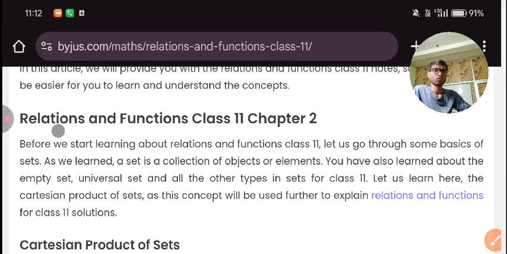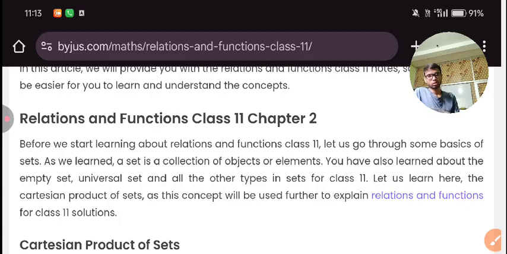In relations and functions, first of all we need to understand what the Cartesian product of sets is. Then we will be able to understand what a relation is. If we are clear about the relation, then we are able to move on to understand function. If you follow like that, then you will not face any challenges.